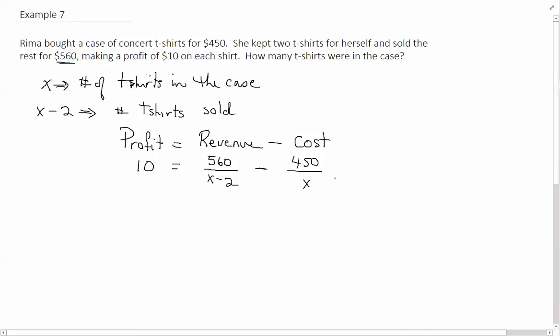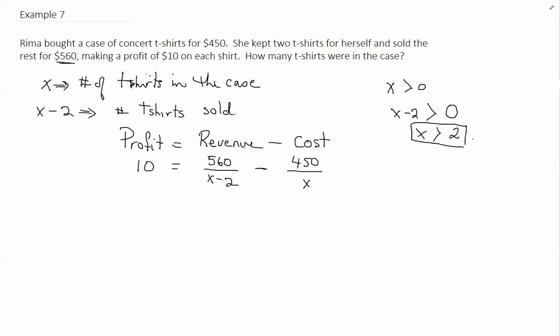And we need to recognize that we have to determine a non-permissible value. So x, which is the number of t-shirts in the case, we know that that has to be positive. So it's going to have to be greater than 0. But we also have x minus 2, the revenue, which has to be positive. So it's got to be greater than 0. So x has to be greater than 2. Those are the restrictions in here. And of course, that makes sense that we have to have more than 2 t-shirts, and she kept 2 t-shirts for herself.